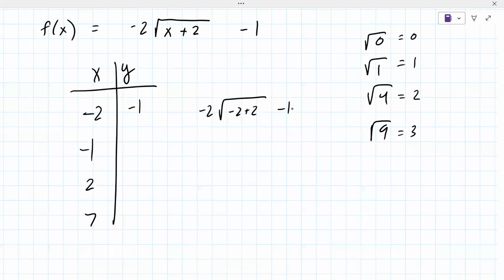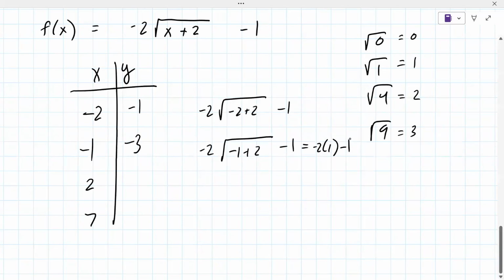All right, so let's do the next one here. -2 square root -1 plus 2 minus 1. So this part becomes 1. The square root of 1 is 1. So it ends up being -2 times 1 minus 1. You multiply before subtracting, ends up being minus 3 like that.